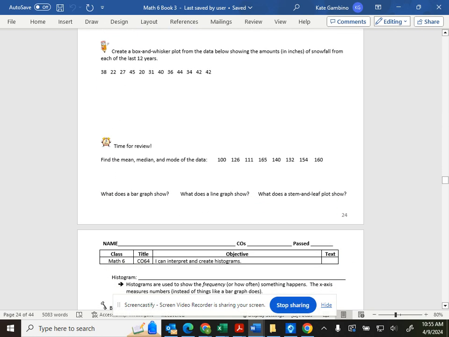Down here it says create a box and whisker plot from the data below, showing the amounts in inches of snowfall from each of the last 12 years. Oh my goodness, we have to draw our own box and whisker plot. So what do you think I should start my number line at?